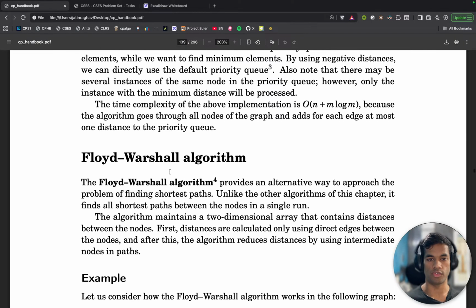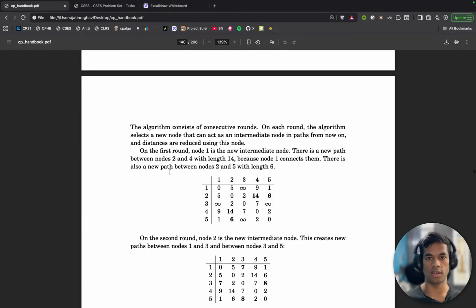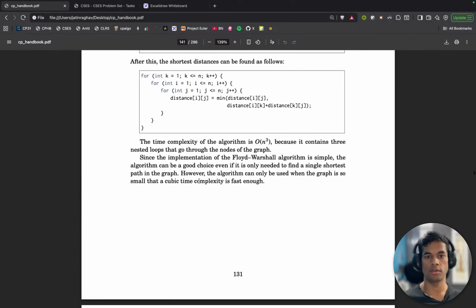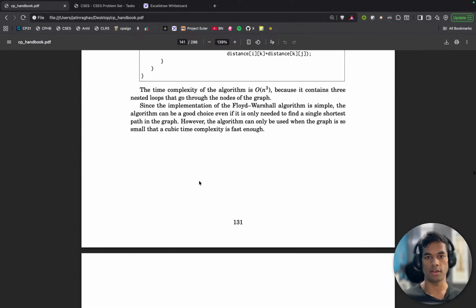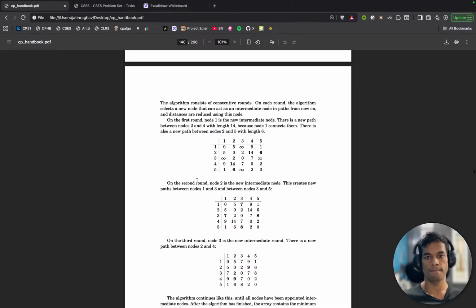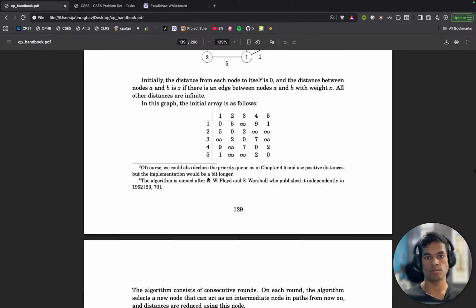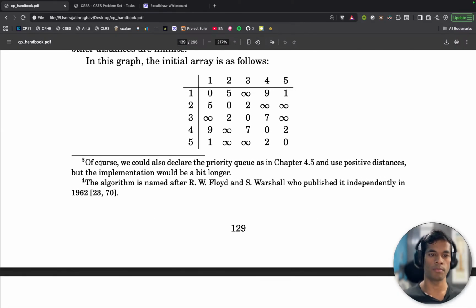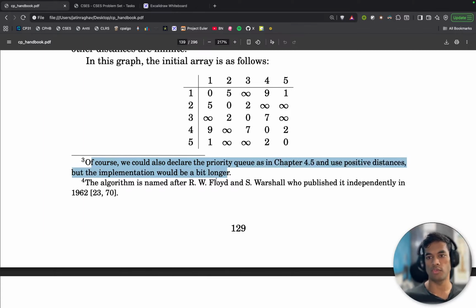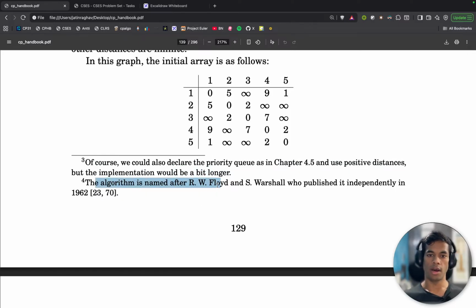And now Floyd-Warshall, that is I guess supposedly the big boss implementation, and that is it. Okay, there are two footnotes. Of course, we could also declare the priority queue as in chapter 4.5 and use positive distances, but the implementation would be a bit longer. The algorithm is named after R. W. Floyd and S. Warshall, who published it independently in 1962.